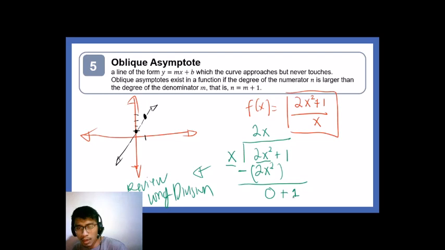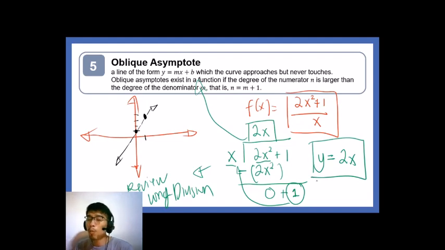As you can observe here, I still have 1 here. Can we divide 1 by x? Obviously we cannot divide it, simply because our remainder here is 1, that is a constant, and our divisor is x, so we cannot divide a constant by a variable. Since we can no longer divide, we stop there. As you can observe, I have here the quotient 2x, so automatically this is my oblique asymptote. My oblique asymptote is y equal to 2x.